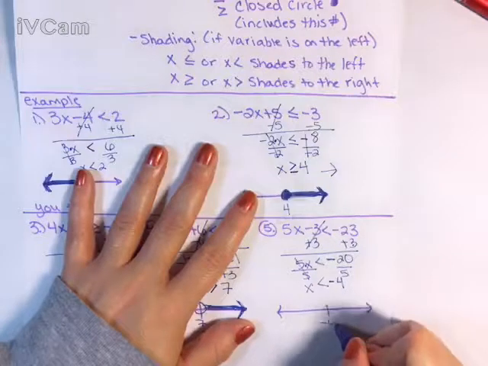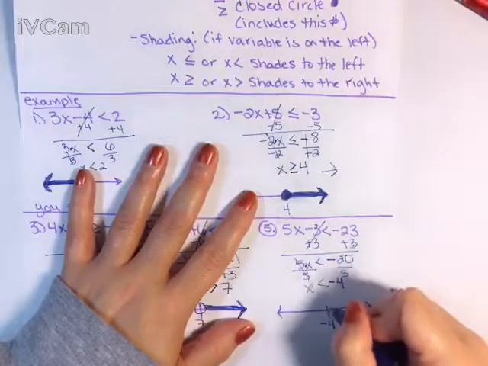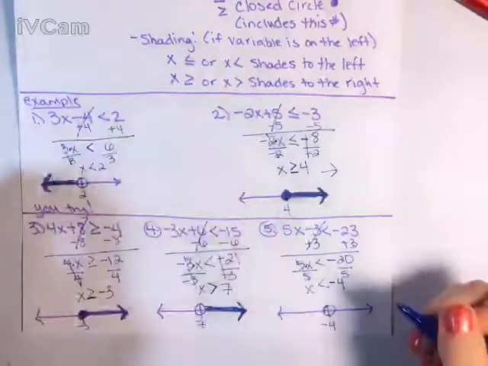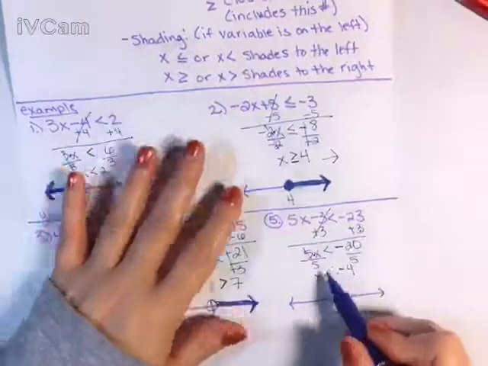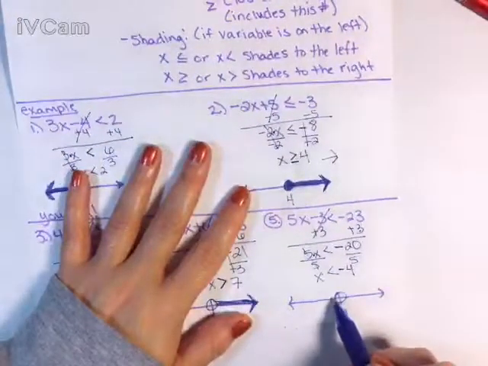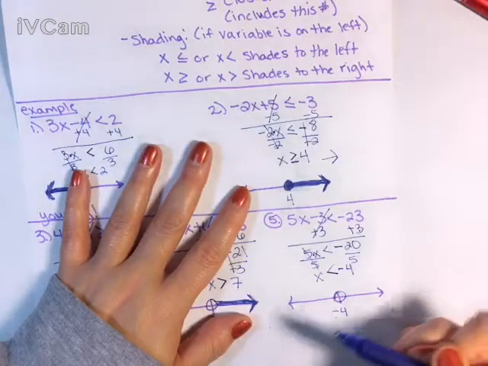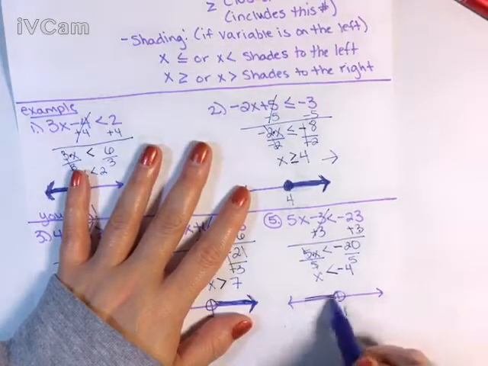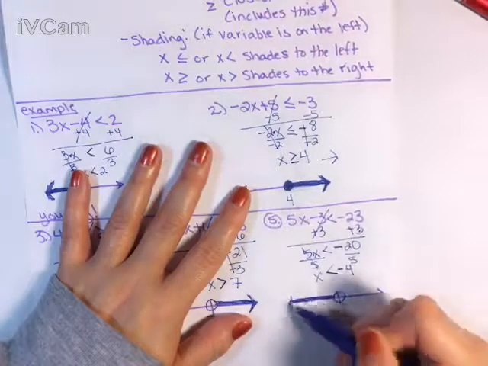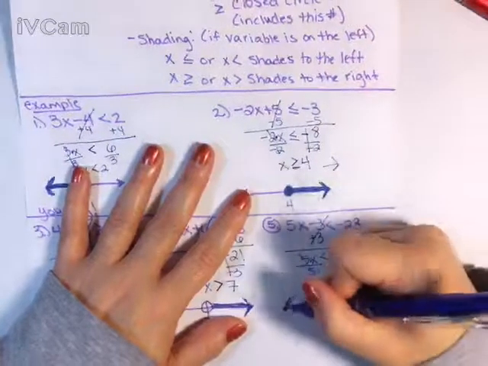So right here we're going to put our negative 4. There's no equal to, so it's going to be an open circle. And x is smaller, so you want the side with the smaller values, which is going to be the left. And again, if you look at your inequality, it's pointing to the left side. So that's where we're going to shade to the left.